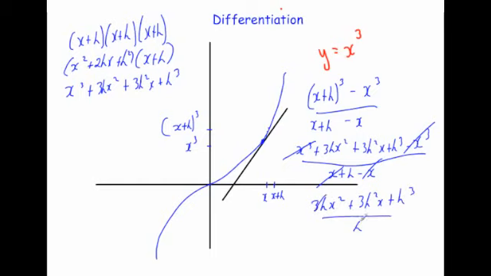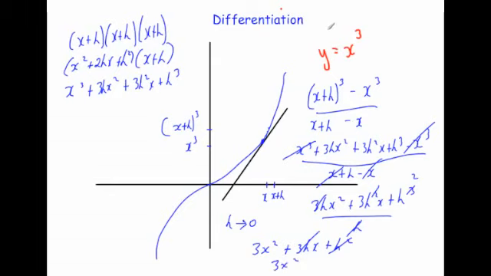So the h's cancel, and then you're going to be left with 3x squared plus 3hx plus h squared. But as we said, h is getting closer and closer to 0, so it tends to 0. That means this will tend to 0 and this will tend to 0, so they will have very minimal effect on our answer. And that means that the gradient at any particular point on the x cubed graph will be 3x squared.